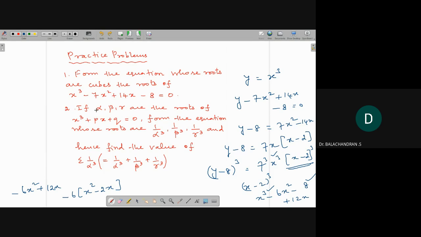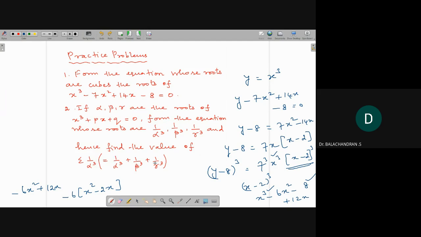Okay. Now second problem. If alpha, beta, gamma are the roots of x cube plus px plus q equal to 0, form the equation whose roots are 1 by alpha cube, 1 by beta cube, 1 by gamma cube, and hence find the value of summation 1 by alpha cube. Sometimes they don't give what is in the bracket. They just give find the value of summation 1 by alpha cube. So you should know the meaning of summation 1 by alpha cube: 1 by alpha cube plus 1 by beta cube plus 1 by gamma cube.